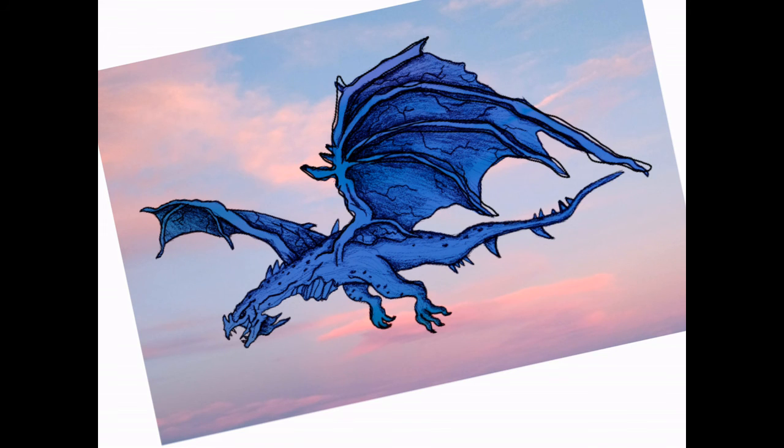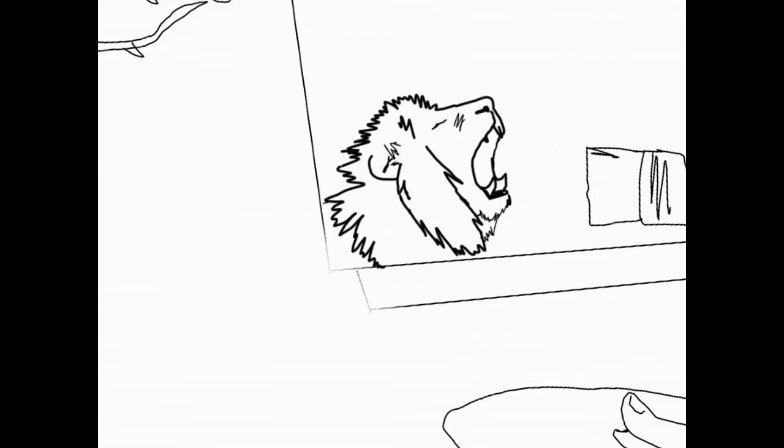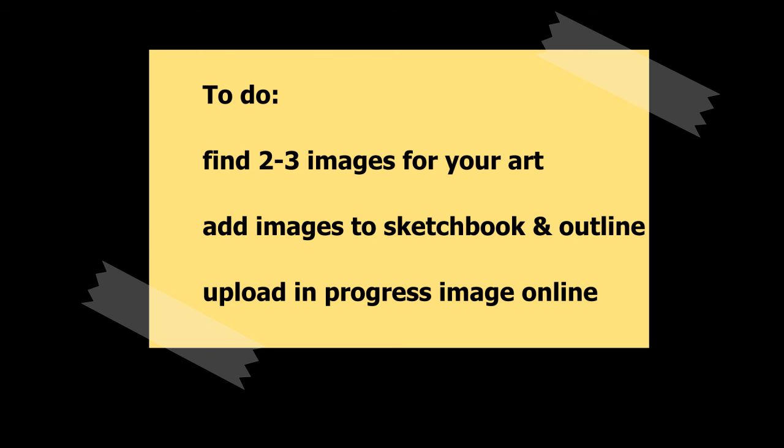Once your outline is done, you can remove your photo layers by tapping on the layer and then tapping delete, so you should just have your drawings left. Once you have just your image outline, you can take a screenshot and post it to the discussion for today. Please also tell me the images you used in your response.